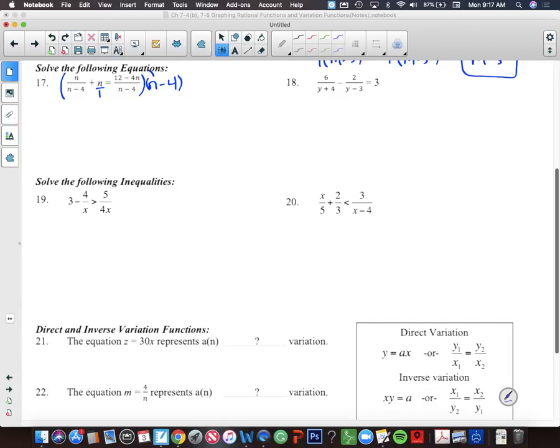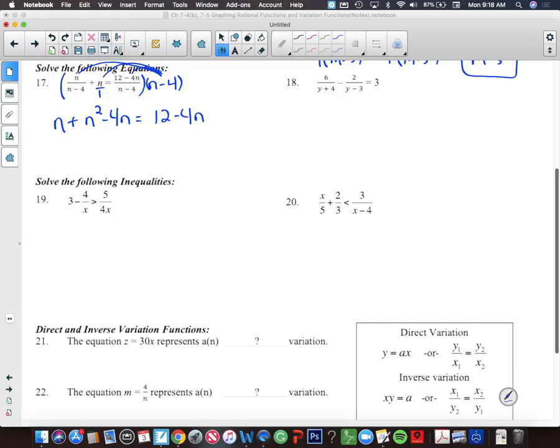Okay, so when I multiply each of these by n minus 4, the denominator is going to cancel on some of them. So let's take that back a step. From here to here, the n minus 4 will cancel. Actually, let's go all the way to the left here. So from here to here, n minus 4 is going to cancel. I'll just have an n. Okay, so from here to here, nothing's going to cancel. So I'll have n squared minus 4n. And then from here to here, the n minus 4 will cancel. I'll have 12 minus 4n.